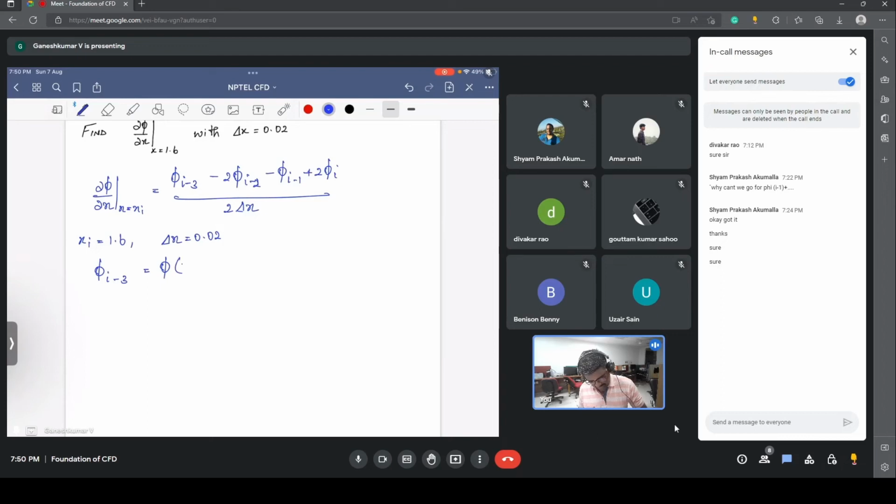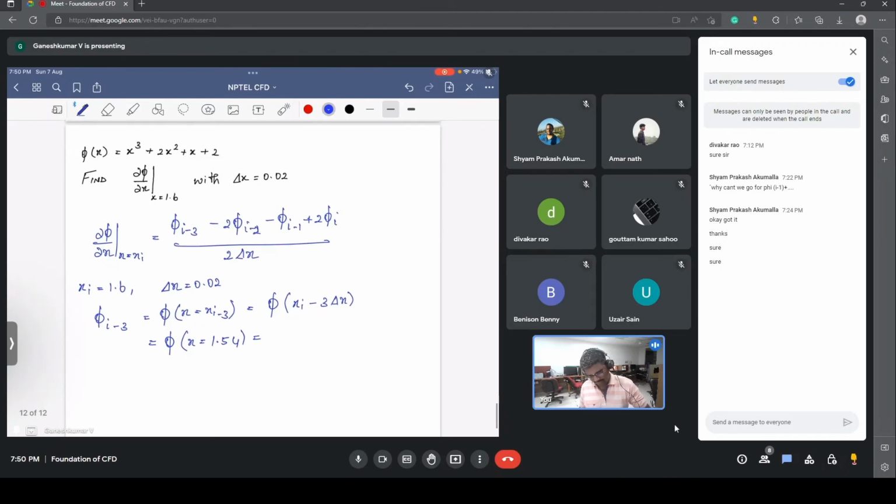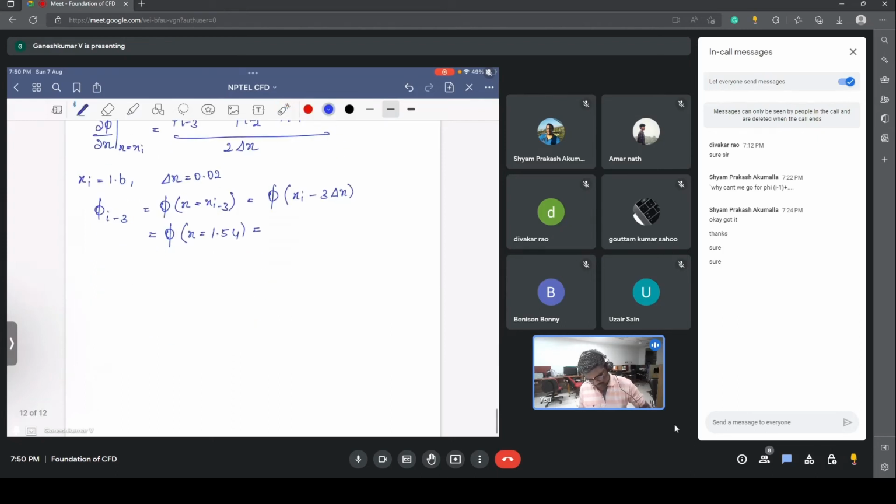It's actually φ at x equal to x_i minus 3 times delta x, which is x equal to 1.6 minus 3 times 0.02, which would be 1.54. So you just need to substitute this 1.54 in this equation to get the value. Can you guys tell me the value? Quickly calculate it.